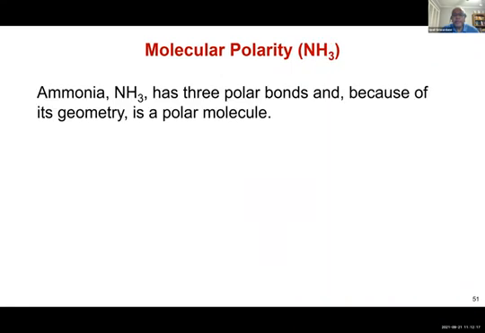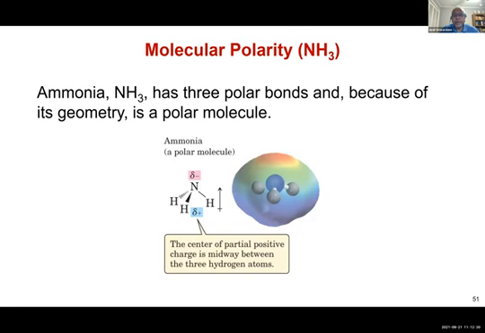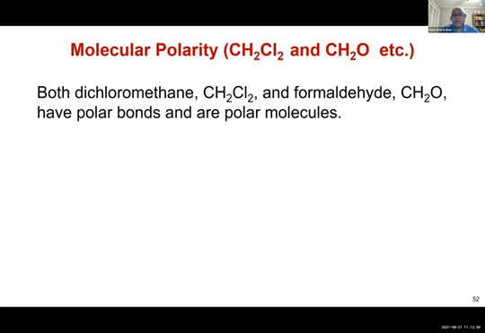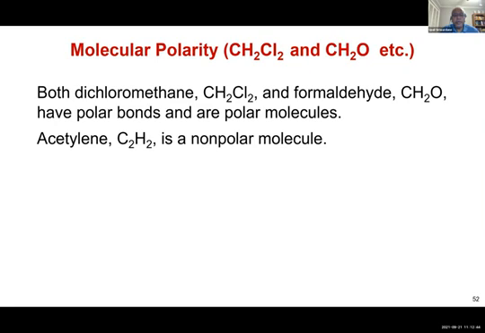Ammonia molecules are similar to the water molecule, they add up. Ammonia has a stronger polarity in the molecule, adding up all the dipoles of the NH bonds. Methylene chloride and formaldehyde are also polar. Acetylene is non-polar because they are linear molecules. Whatever polarities they have on the carbon-hydrogen bonds are cancelled out.